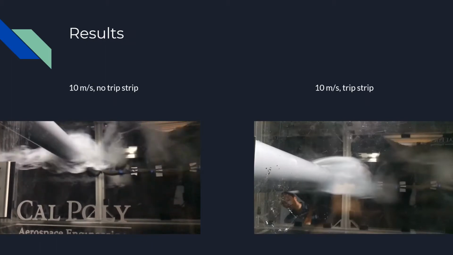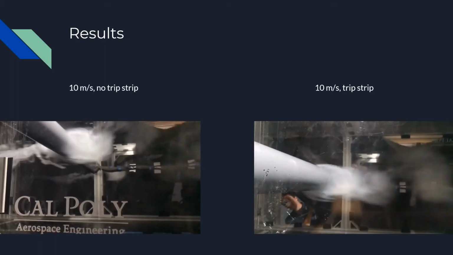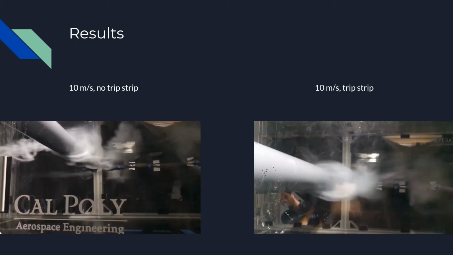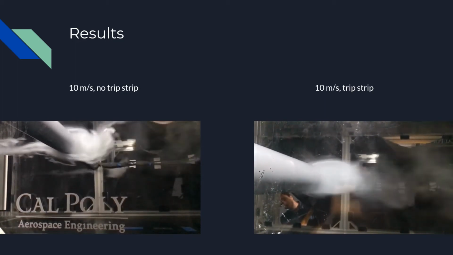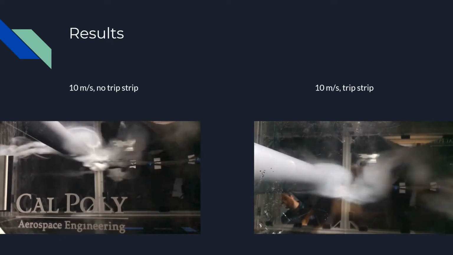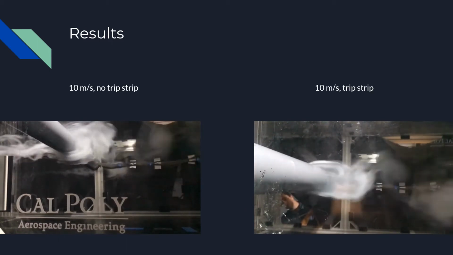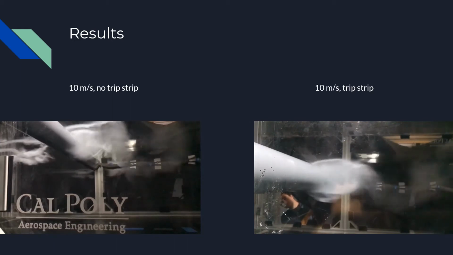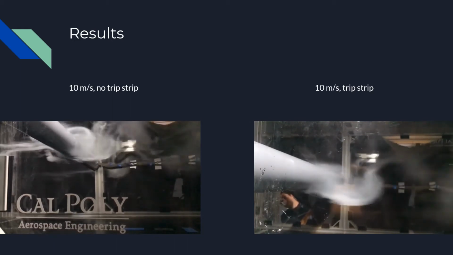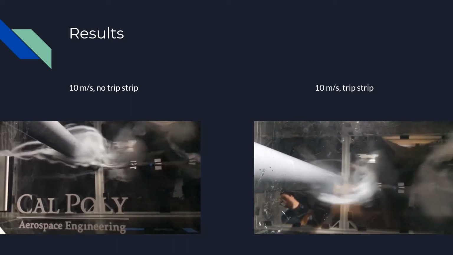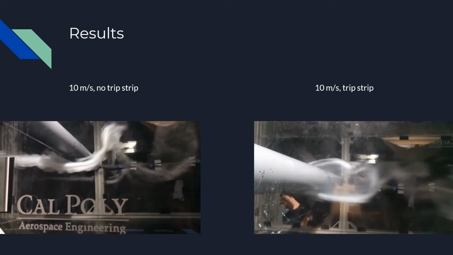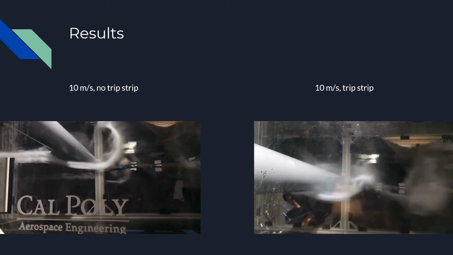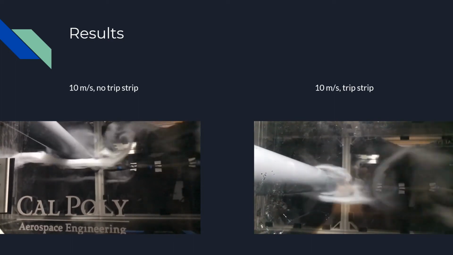Now let's take a look at the 10 meters per second flow visualization with the trip strip and without a trip strip. This higher velocity corresponds to a higher Reynolds number, so both of these visualizations should have a later point of flow separation than the 5 meters per second test. And the trip strip should have a later point of separation than the no trip strip test. The apparent difference in velocities of the flow has to do with the different frame rates that these videos were shot at.